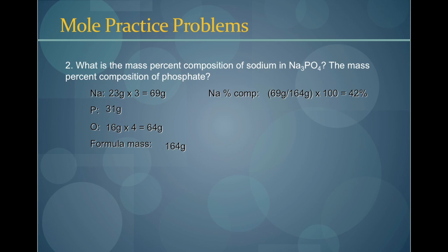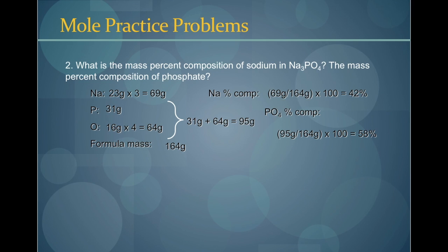So anyway, we want PO4 percent composition, and for this, what we do is add together the P and O, and that's 31 plus 64, or 95 grams, and then we're going to divide that by 164, so that's 58%.